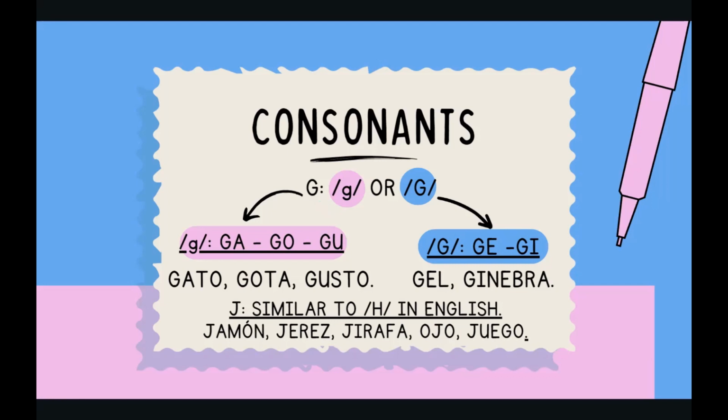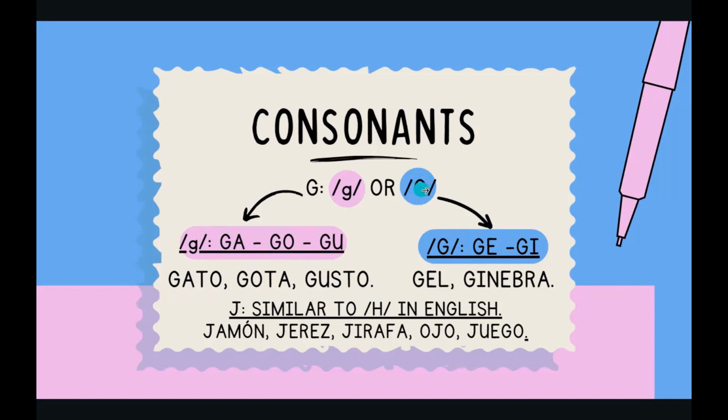Another consonant which is worth mentioning is the letter G, which is also going to behave in two different ways, depending on the vowel that comes afterwards. G can be a soft G or a hard G. It's going to behave as a hard G whenever it's followed by vowel A, O, or U. This is going to be read ga, go, gu, as seen in the words gato, gota, and gusto.